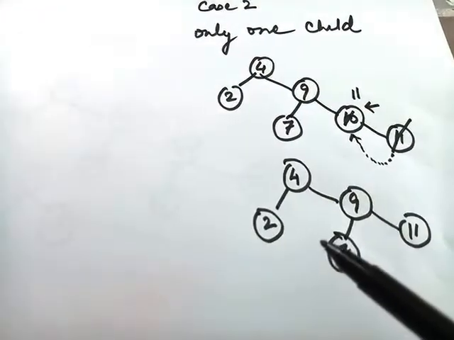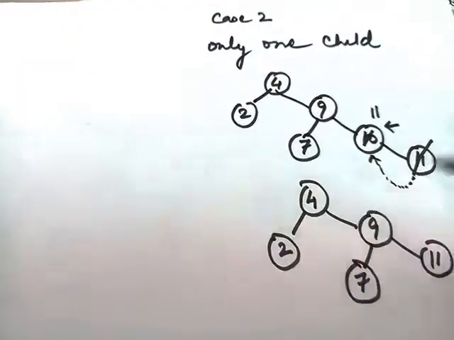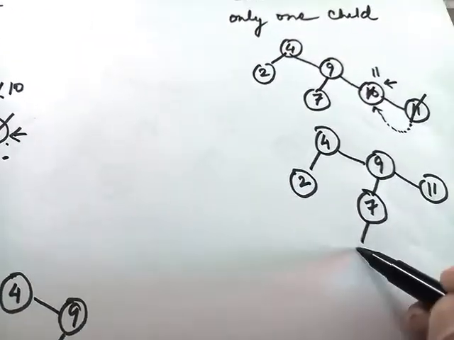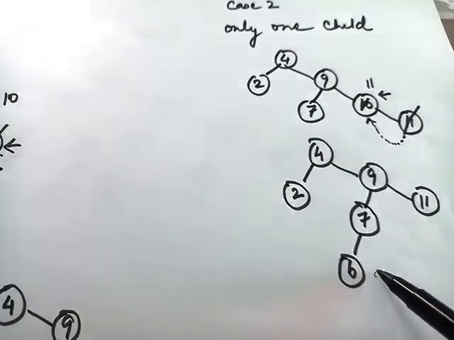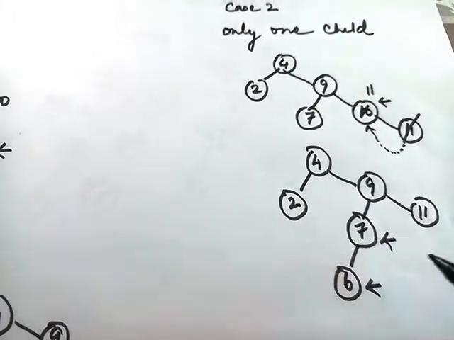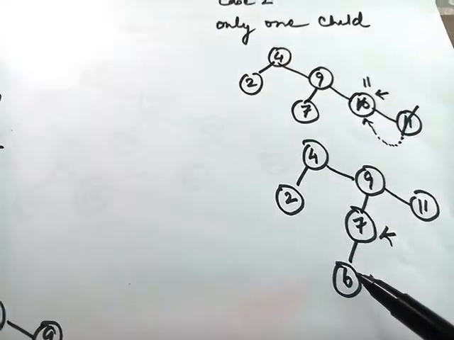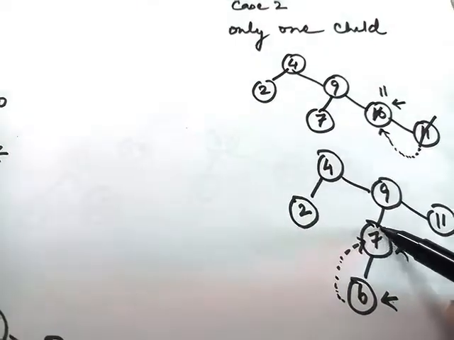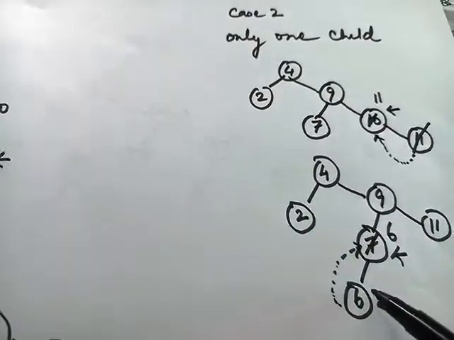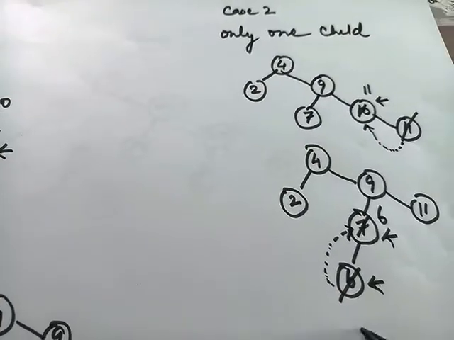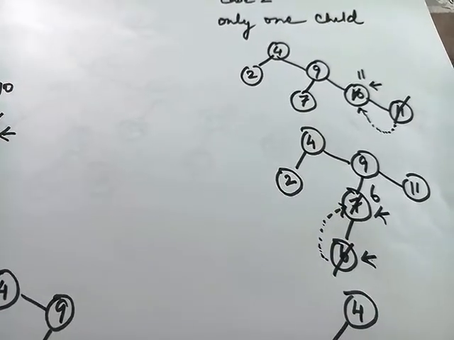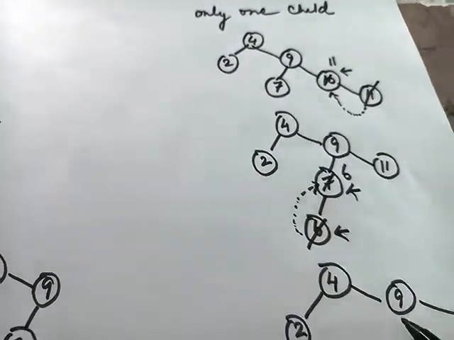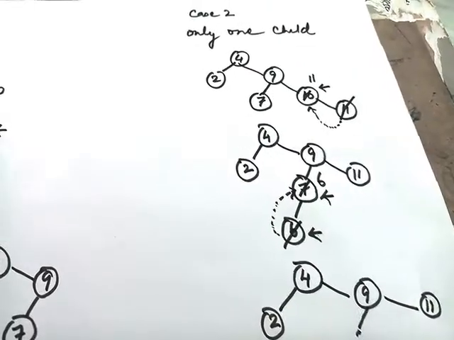So this is what we have: if there is only one child, how can I delete it? Just copy it. Just assume that suppose I have to delete this node, delete 7. So 7 has only one child, that is the left child. What should I do? I just copy this 6 over here. So instead of 7, it will become 6, and then remove this child. So what is the final answer? 4, 2, 9. On 9 it is 11, and on the left it is 6.